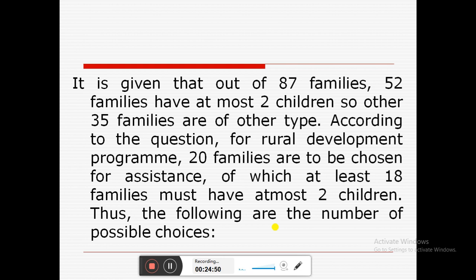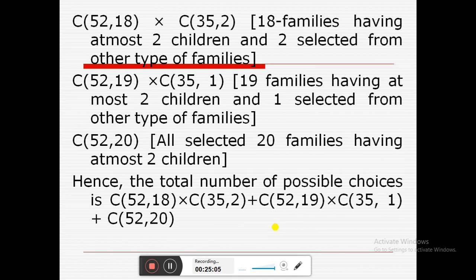According to the question, for the rural development program, 20 families are to be chosen for the assistance, of which at least 18 families must have at most 2 children. Thus, the following are the number of all choices. That is C(52, 18) into C(35, 2). So 18 families having at most two children and two selected from the other type.